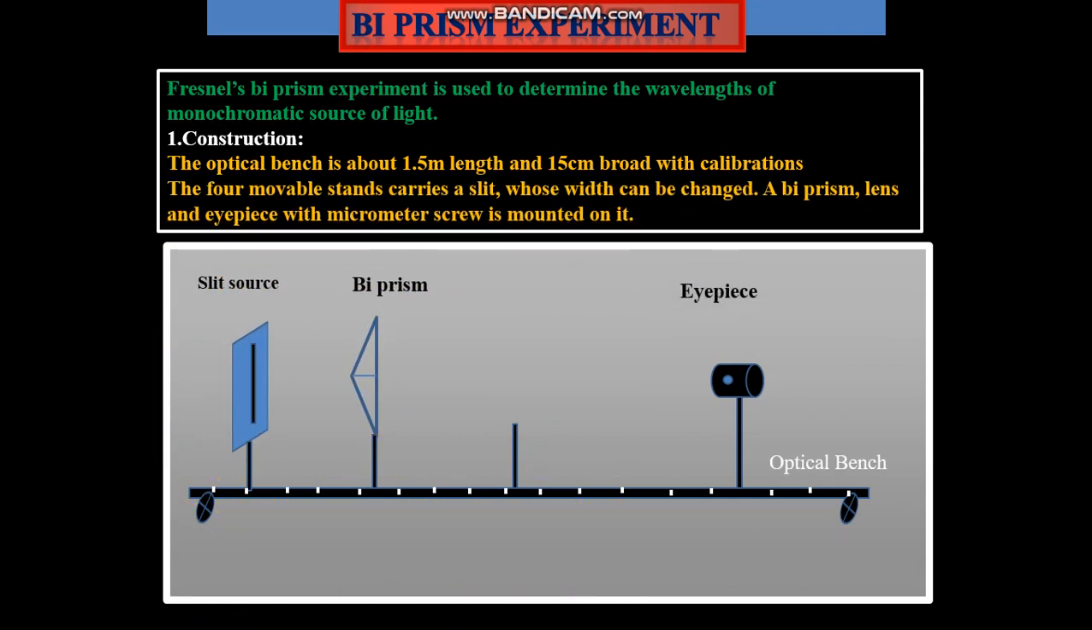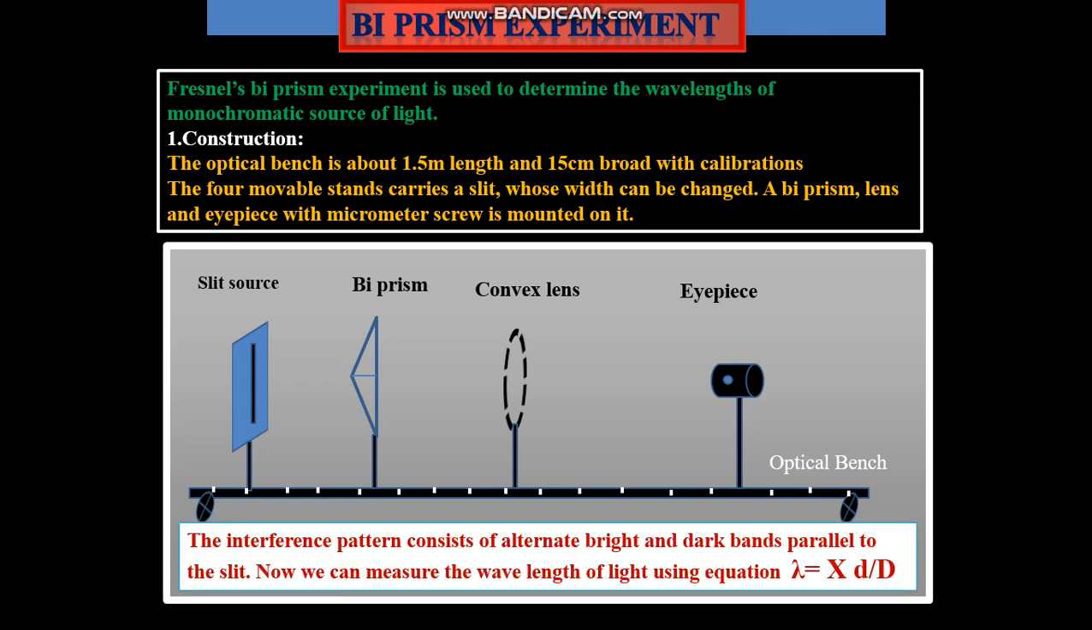The movable stand carries a slit whose width can be changed. A biprism, lens and eyepiece with micrometer screw are mounted on it. The convex lens is added later on; we will see why. The interference pattern consists of alternate bright and dark bands parallel to the slit. We can measure the wavelength of light using lambda is equal to X small d upon capital D.